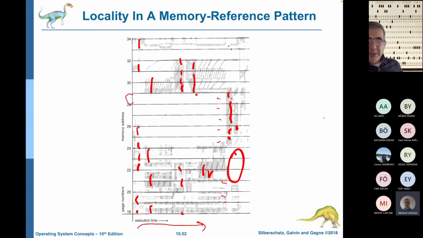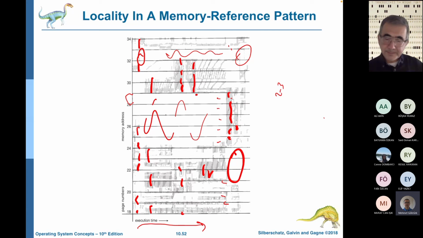So 9 pages are usually enough for this application, because here, for example, this part is not used. This part is not used, only used here and here a bit. So 7, 8, 9 pages are enough. So if I start with 2 or 3 pages, there will be a lot of swapping, maybe thrashing, because the CPU utilization will be reduced significantly. So that is what we call the working set model.